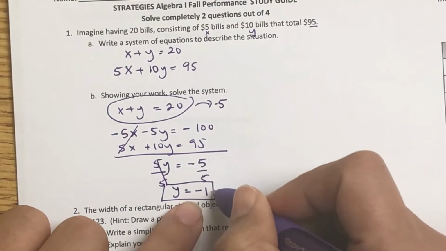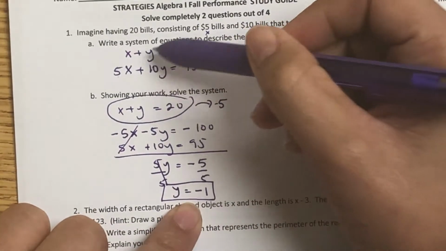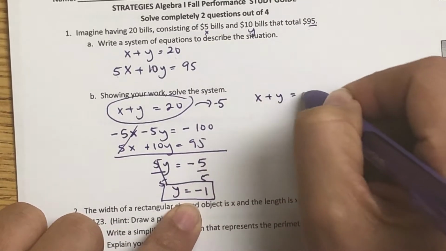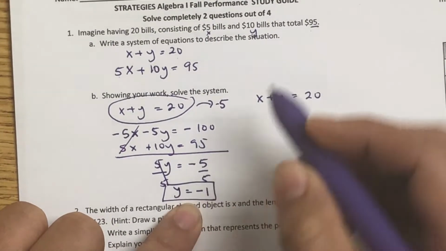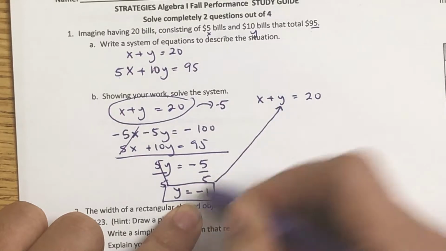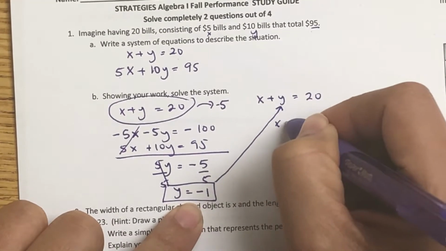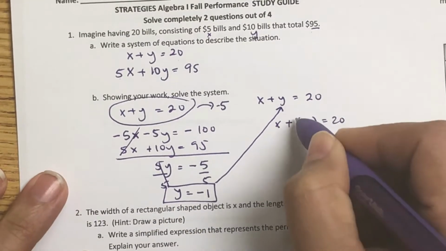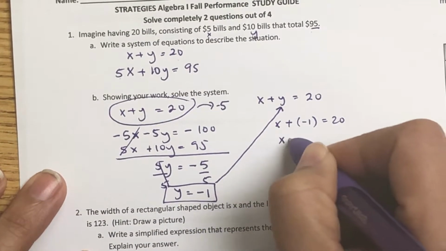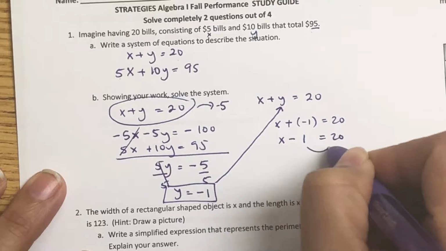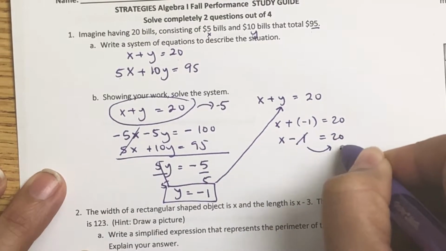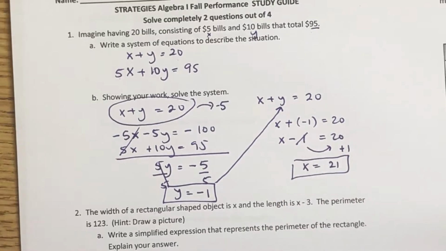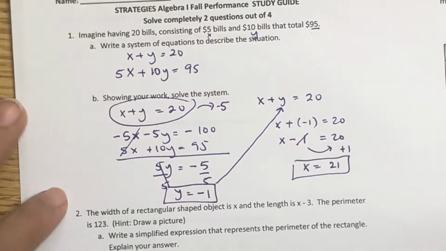Then now I'm going to plug that into the easiest equation. The easiest one is going to be this first one, so I'm going to write that down, x plus y equals 20. And wherever I see a y, I'm going to put this negative 1. So x plus negative 1 equals 20. All right, then solve that. So a positive and a negative is going to give me a negative. Move this to the other side, it's going to become plus 1. So x equals 21. Okay, so now I've solved the system of equations.